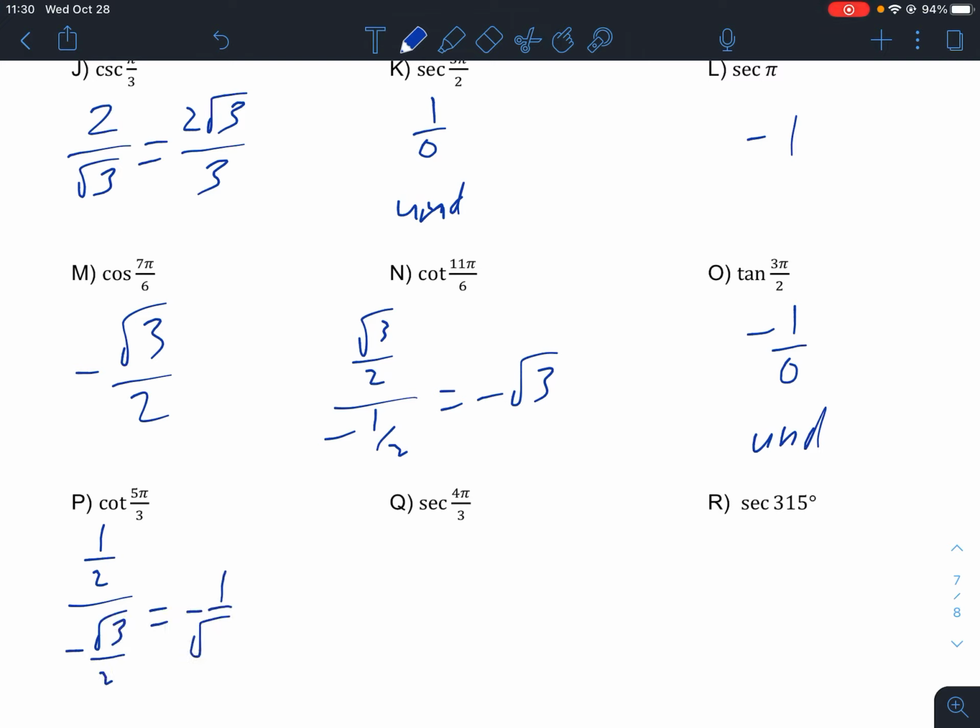Secant 4 pi over 3, that's a 60 degree in the third quadrant. Secant is the reciprocal of cosine. The cosine is negative 1/2, so this is just negative 2. And finally, secant 315. 315 is a 45 degree in the fourth quadrant. Secant is the reciprocal of cosine. The cosine is root 2 over 2, so this is 2 over root 2, which rationalizes to root 2. And there you have it for section 4.3.